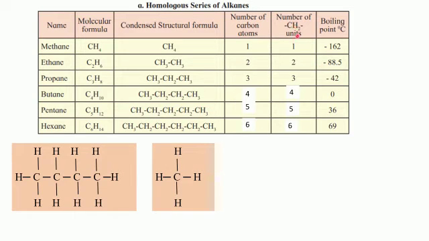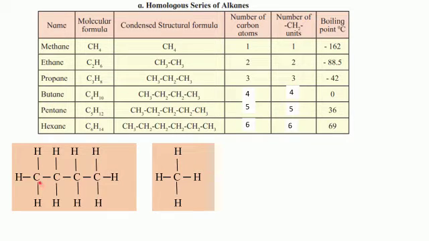Number of CH2 units. Now how do we count the number of CH2 units? One or two examples we can see here. This is how you count the CH2 units. In methane, here we have one CH2 unit. This is C, and we have two hydrogens, so it becomes CH2. So only one CH2 unit we can see here. Similarly, ethane will have two CH2 units. Propane will have 3 CH2 units.